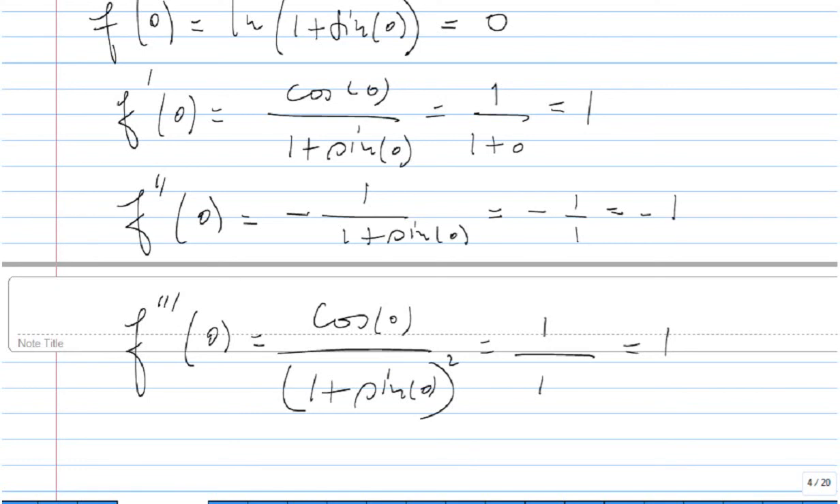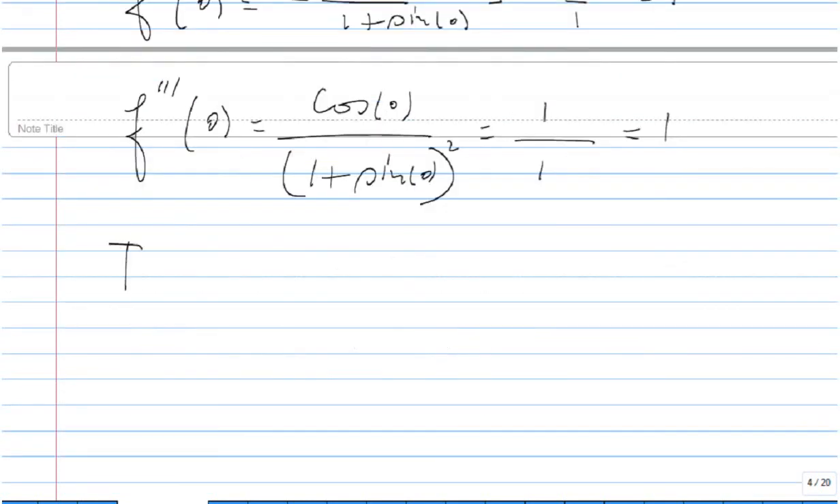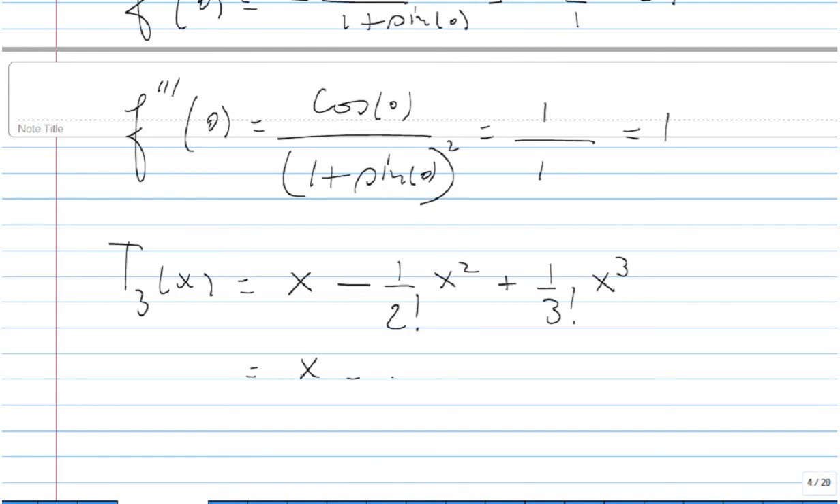So T3 of x equals 0 at the beginning. So we get x, because the derivative is 1, minus 1 over 2 factorial x squared plus 1 over 3 factorial x cubed, or x minus 1 half x squared plus 1 over 6 x cubed.